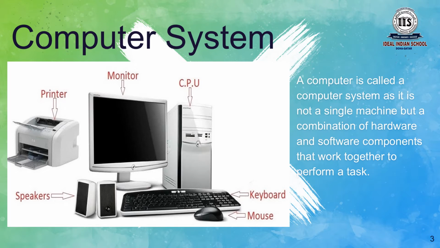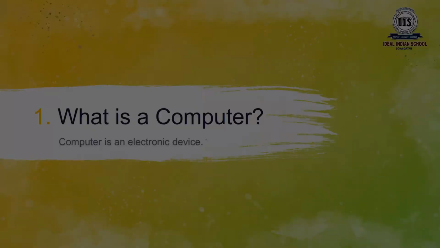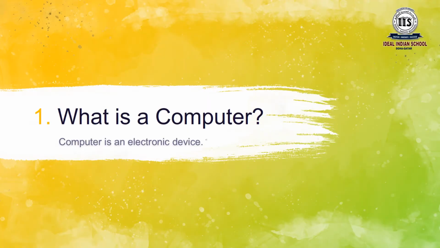Here you can see the labeled diagram of a computer system in which monitor is an output device, keyboard and mouse are input devices, and CPU is the only processing unit, and speakers and printer are output devices. Now tell me kids, what is a computer? In your grade 2 and grade 1 we have learned computer is an electronic device. Now we will add some more components to this definition.